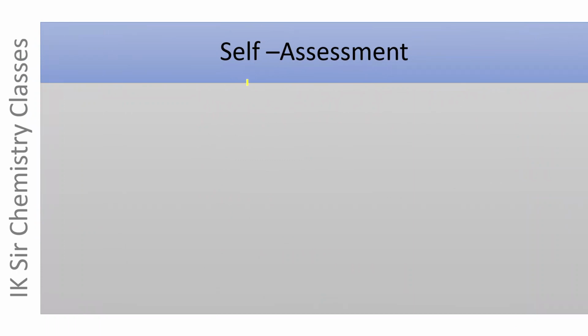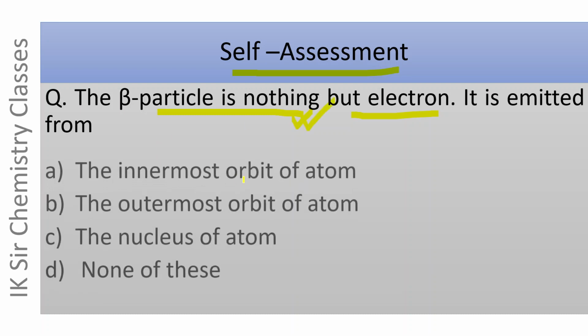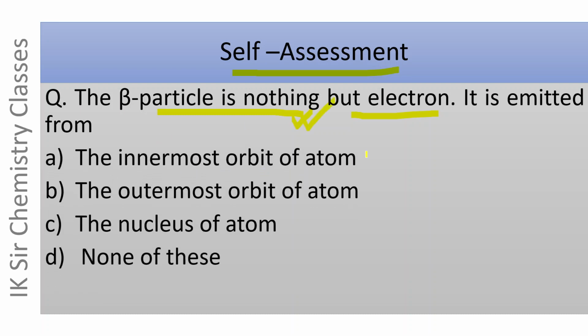The time for a homework. The beta particle is nothing but electron. It is emitted from the innermost orbit of atom, the outermost orbit of atom, the nucleus of atom, or none of these. Solve this problem and submit your answer in the classroom.